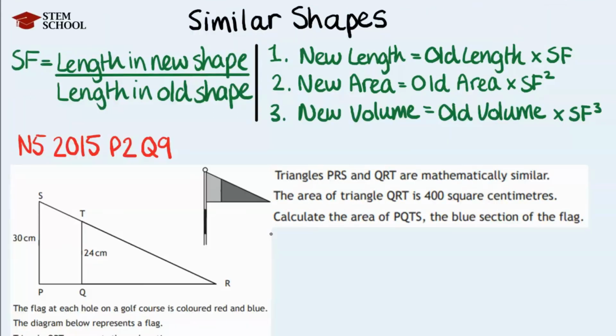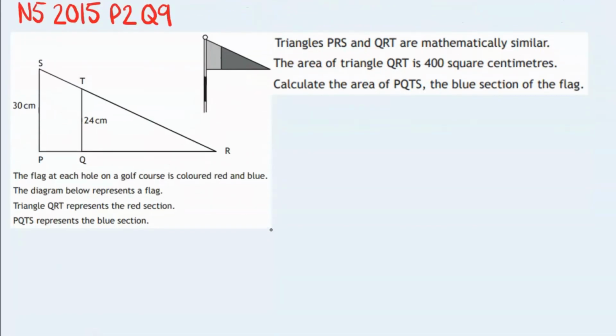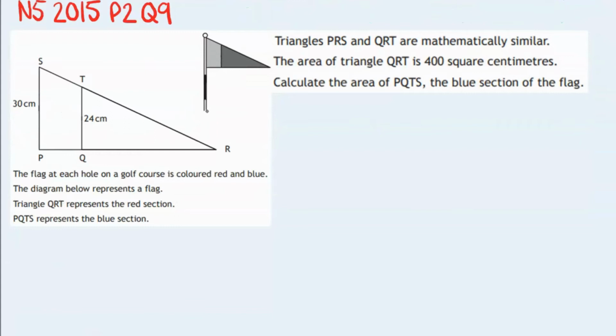Alright, so let's have a go at this second exam question then. So what we have here is a diagram of a flag, right? And it's coloured red and blue. So triangle QRT, that's the red section, and then PQTS, that's the blue section, alright? So triangles PRS and QRT are mathematically similar, okay? So because it says mathematically similar, I know we need to use similar shapes, right?